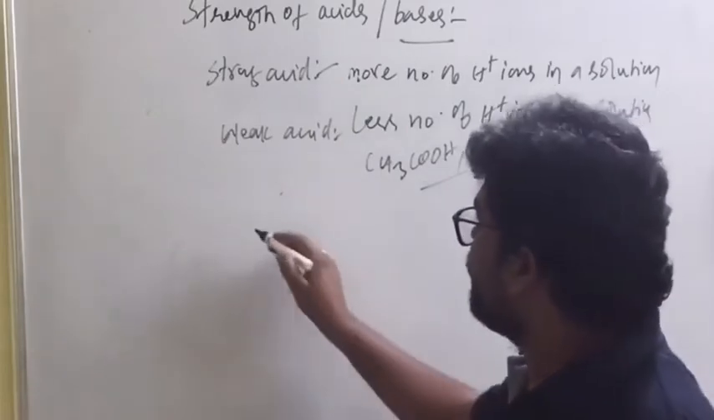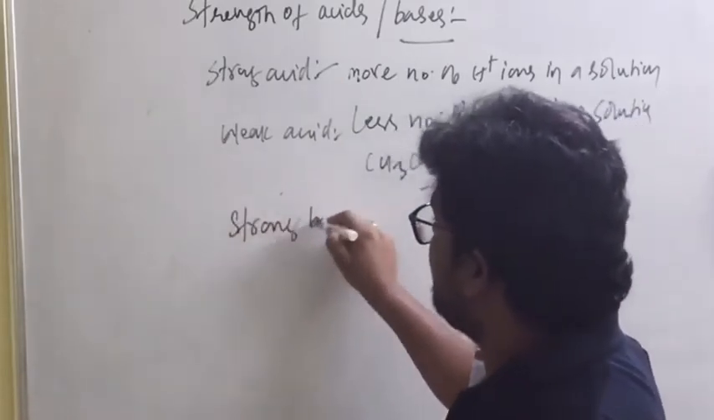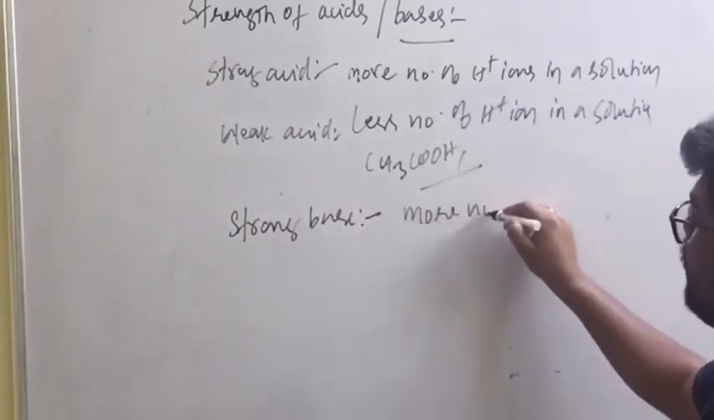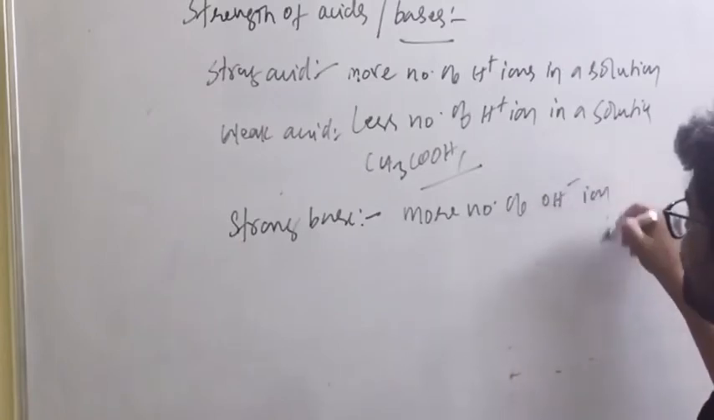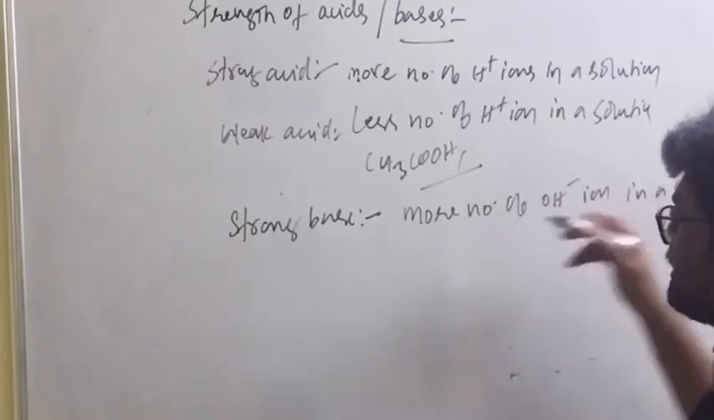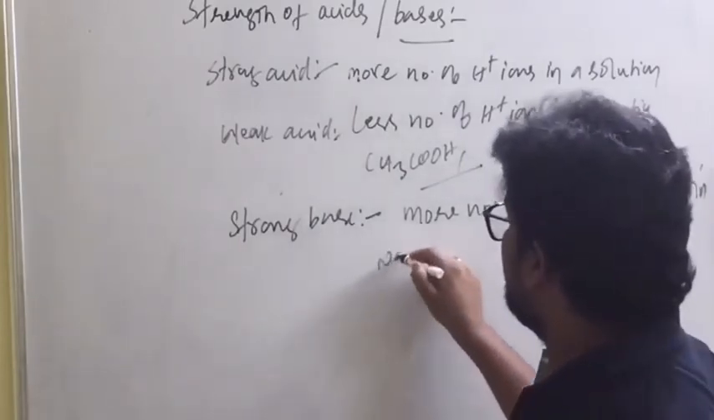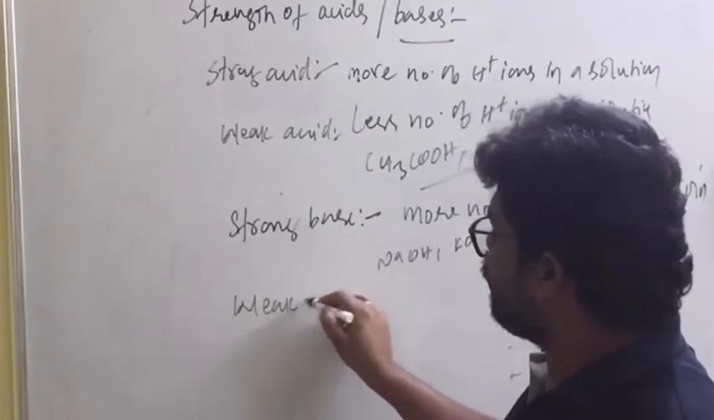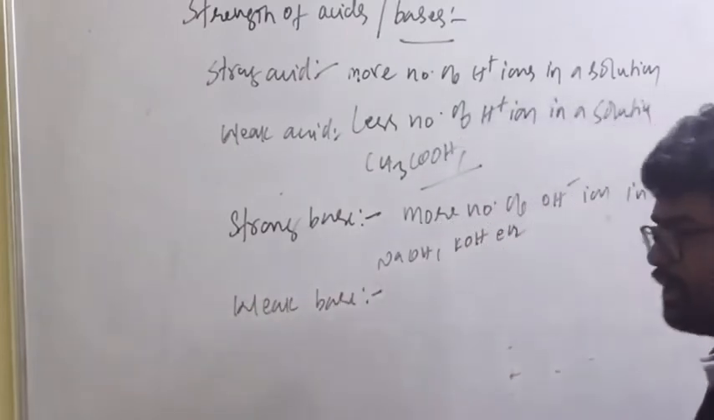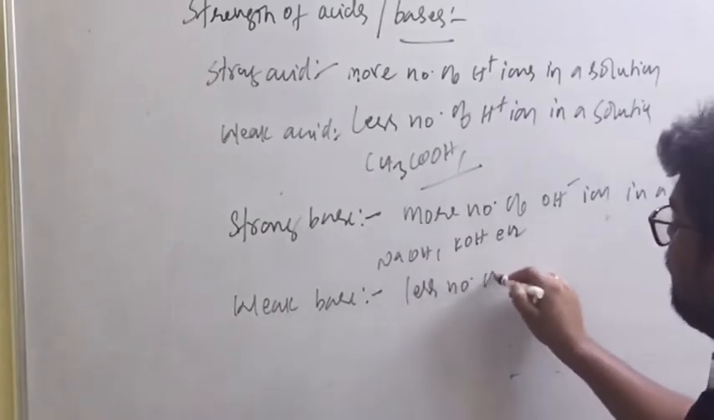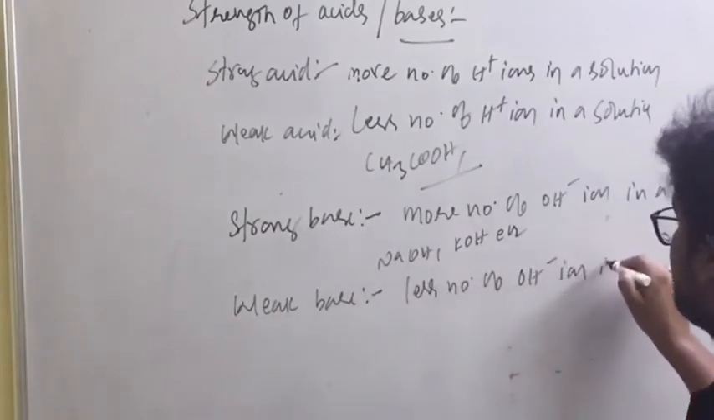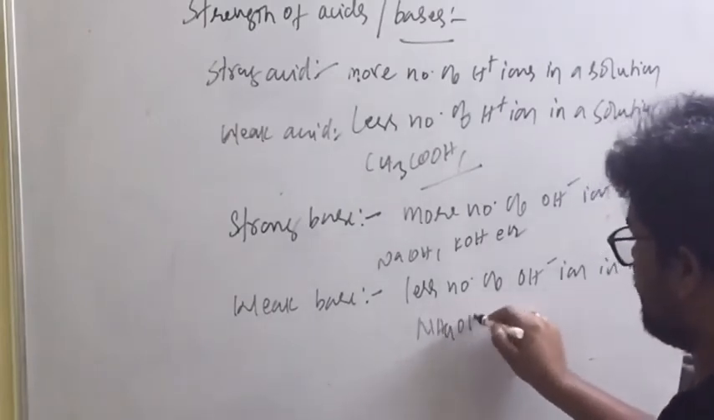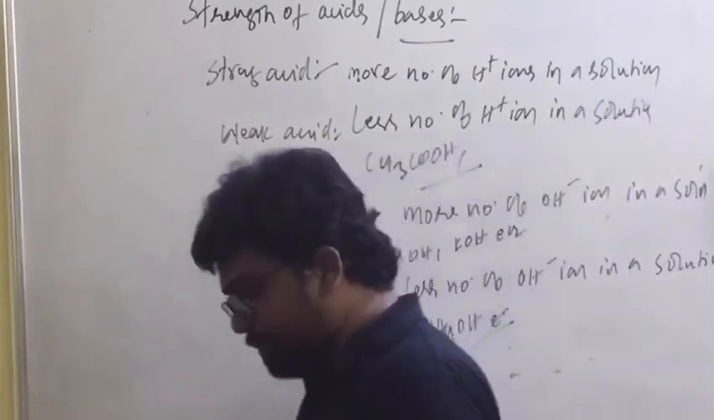In the same way, we decide the strength of bases based on the presence of OH minus ions. More number of OH minus ions in a solution, then we call it as strong base, right? NaOH, KOH, etc. So when should we call it a weak base? If it has less number of OH minus ions in a solution. Right? So example, ammonium hydroxide. It's an example of weak base. So this is the concept.